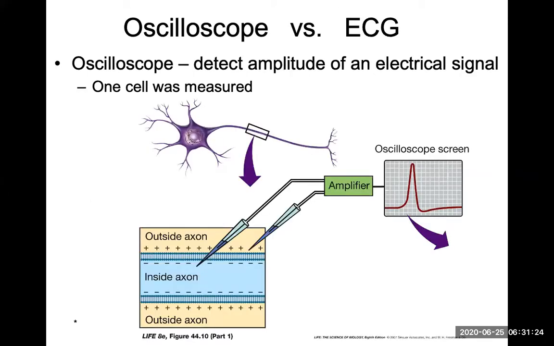So let's take a look at an oscilloscope versus an ECG. An oscilloscope detects the amplitude of an electrical signal using only one cell. If we look at this detection, they've placed a lead inside and outside of an axon to detect the electrical signal of depolarization of one cell, and that electrical signal can be seen right here on the oscilloscope screen.